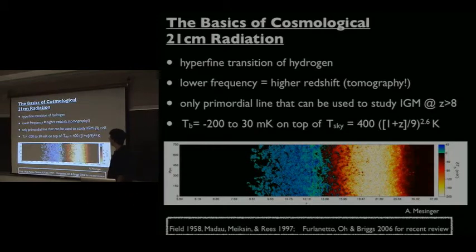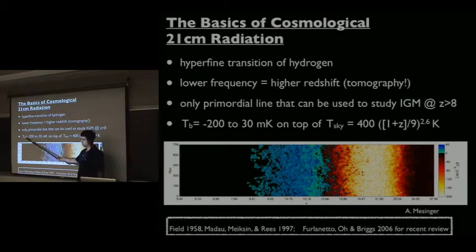And I claim that if we want to study the IGM at redshift greater than 8, then this is really the only line that is of primordial origin, that was produced in the Big Bang, that we can really use to study the intergalactic medium. Basically, every other line is either way too weak or too saturated. For example, the Lyman alpha line of hydrogen, which we've used a lot to study the low redshift IGM, is no good for studying the IGM above redshift 5 or 6. Things are just becoming way too saturated.